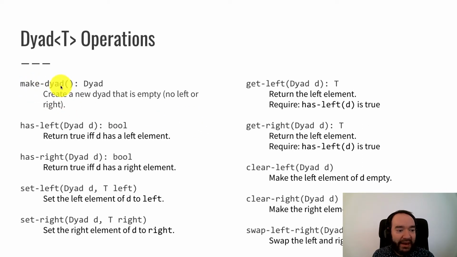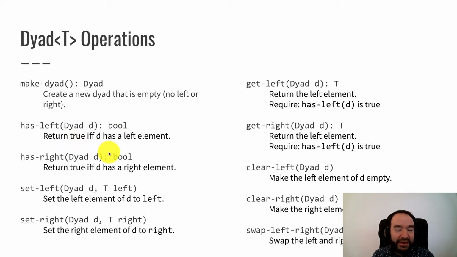We've got a make dyad that creates a dyad that's empty, doesn't have anything to begin with. Has left takes a dyad and returns a Boolean, and that returns true IFF D has a left element. IFF is short for if and only if. It's used in mathematics a lot. That means that has left returns true if D has a left element, and conversely, has left returns false if D does not have a left element. So it's a shorthand for writing that all out. It gets tedious to say both the true and false half with Booleans.